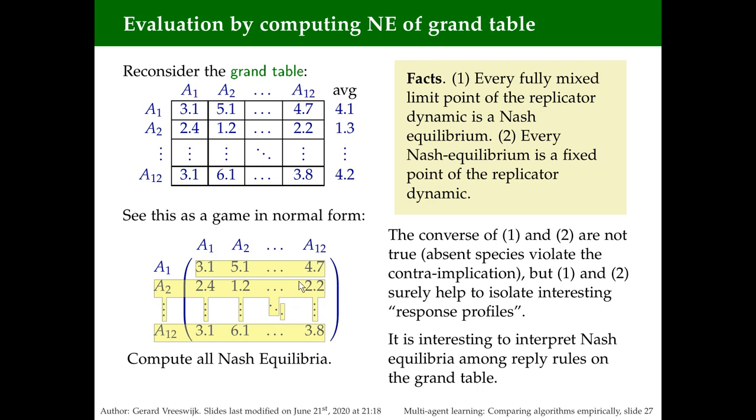So this is not an unambiguous outcome of a comparison among algorithms, but it may be the best outcome you can have, because comparing algorithms against each other, you may not expect an unambiguous outcome, like for example A1 is the best or A12 is the best. But the best outcome you have is a set of Nash equilibria, perhaps.